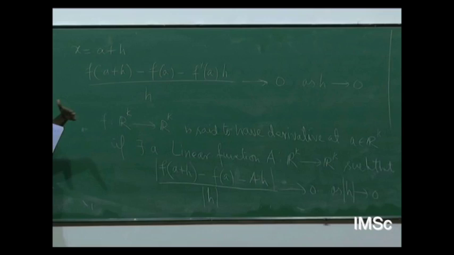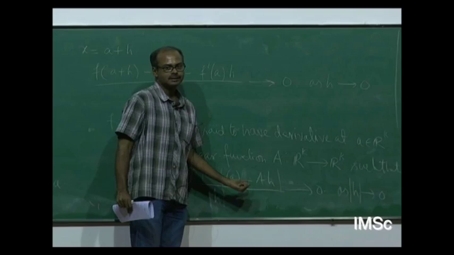Now you have various directions to go to a, and all of them have to agree for the derivative to exist. That's the issue when k is greater than or equal to 2.